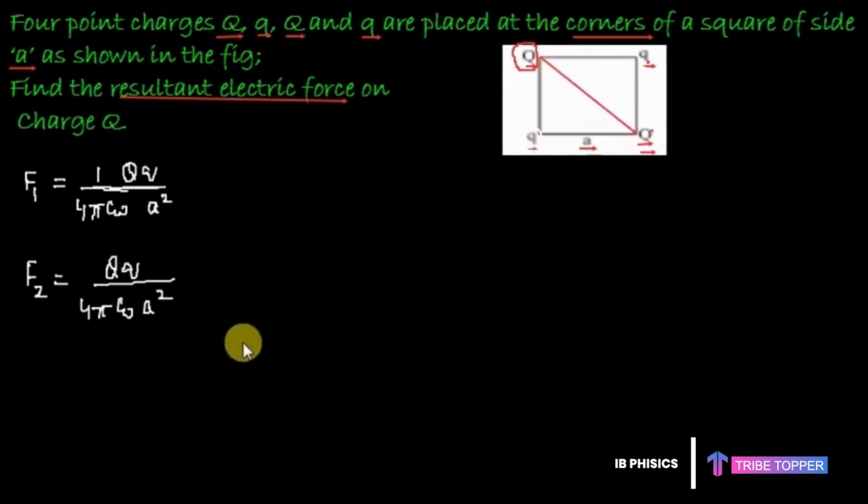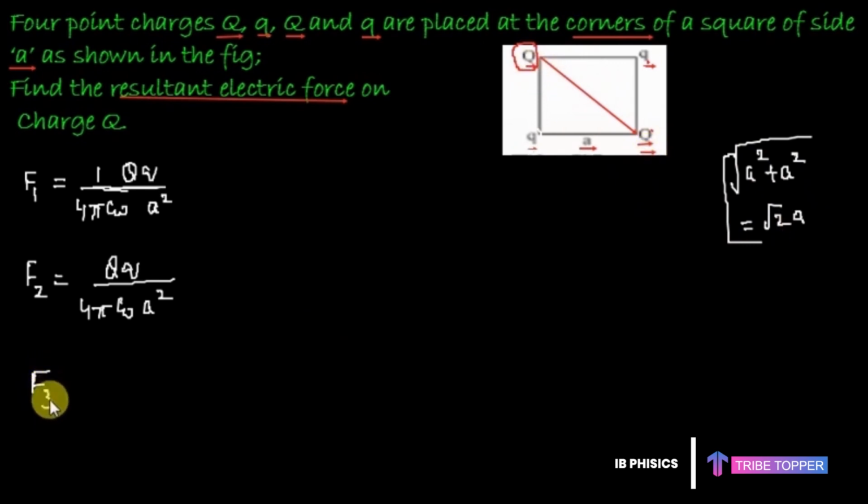So the distance between capital Q and capital Q is the diagonal of the square. So we would just calculate it here on the side using Pythagoras theorem. So a square plus a square, and if we take the square root of that, that will give us root 2 times a. That's the distance between the charges plus Q and plus Q placed at the diagonal. Therefore F3, the force on the capital Q due to the other capital Q, would be Q times Q upon 4 pi epsilon naught times root 2 times a whole square. So this time the distance is root 2 times a.